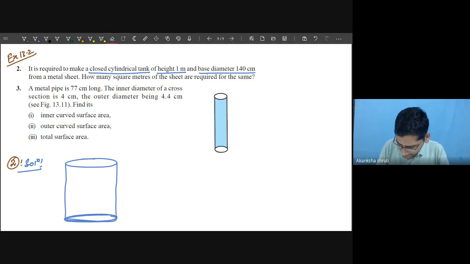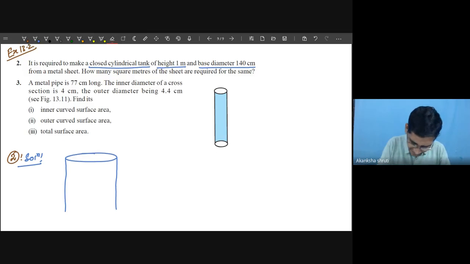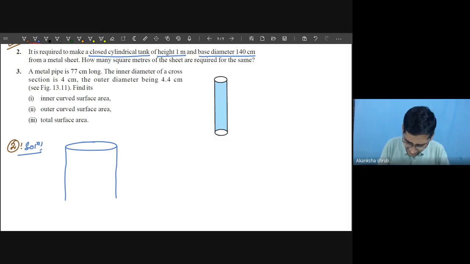So this is the cylindrical tank. Let me take a cylindrical tank. So base and top, they are the disc.